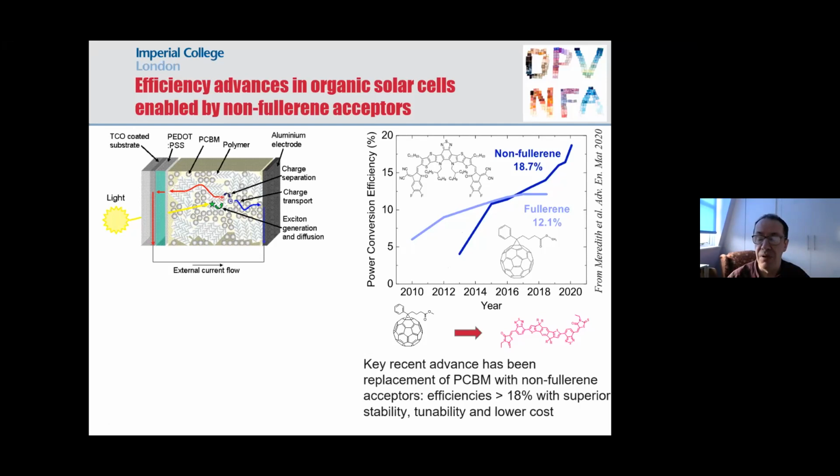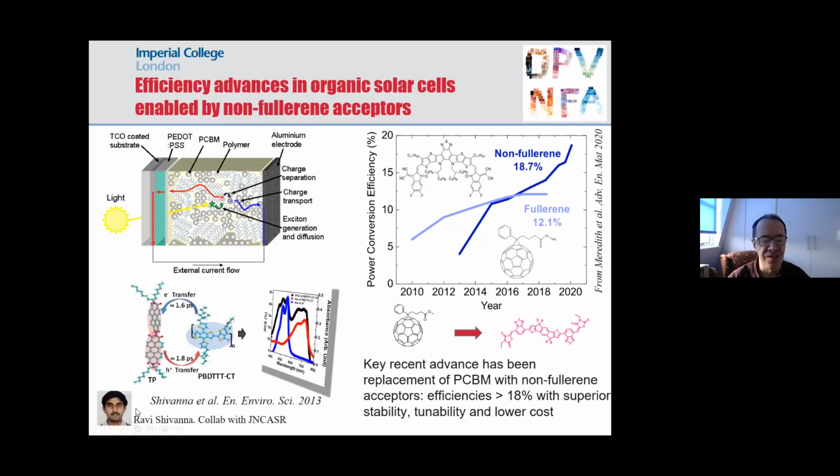As an example of the efficiency enhancements, this is just some data we collected in collaboration with JNCASR in Bangalore, showing that when we went over from a fullerene to a non-fullerene acceptor, we were able to have tunable light absorption across the visible spectrum. And both of those light absorbers were able to separate charge from their excited states. So we had electron transfer from the donor or hole transfer from the acceptor, driving current generation in those devices.